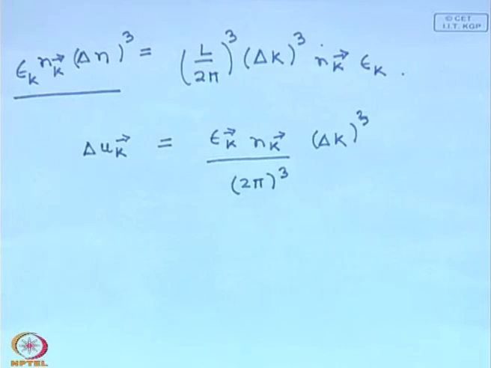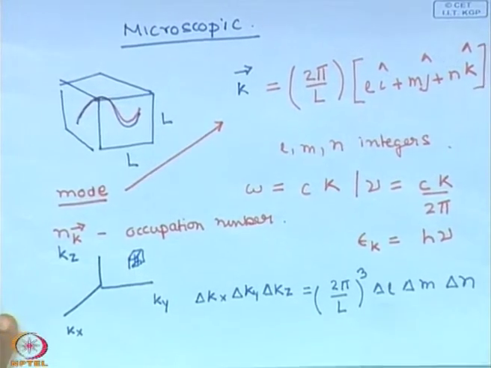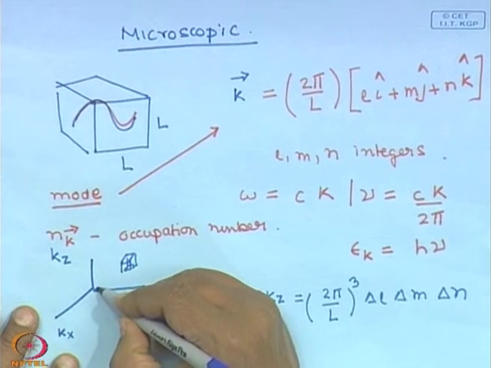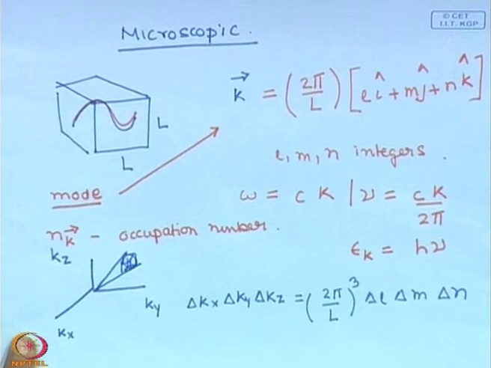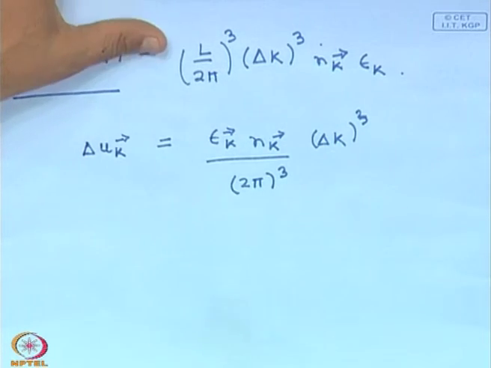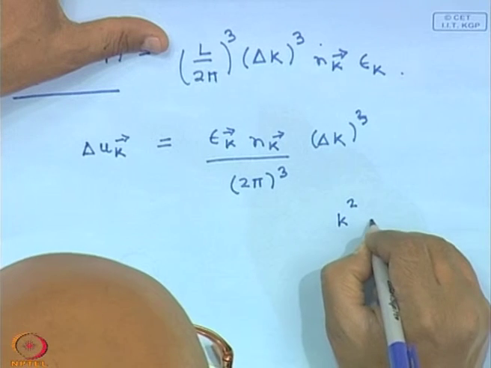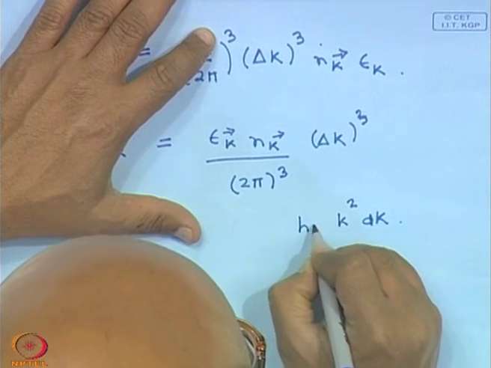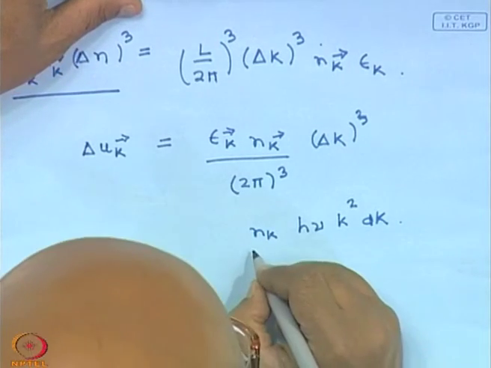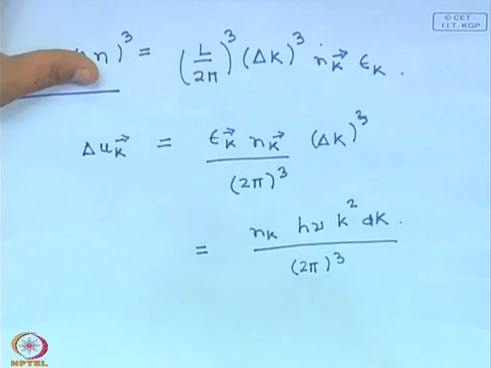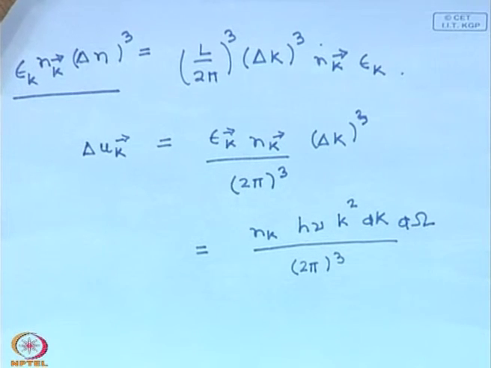Right. Now, it is convenient to work in spherical polar coordinates. So, think of these wave vectors. These wave vectors in spherical polar coordinates I can write in terms of the solid angle subtended by these wave vectors, d omega into k square dk. So, I can write this delta k cube as k square dk. The energy of each photon I can write as h nu. I have the occupation number divided by 2 pi cube into d omega, the solid angle. Right. So, the wave vectors I have written in terms of the magnitude and direction, and the direction I have decomposed into solid angle like this.